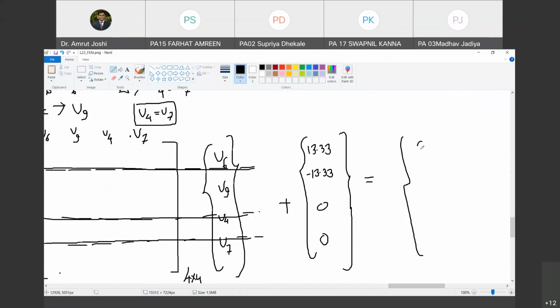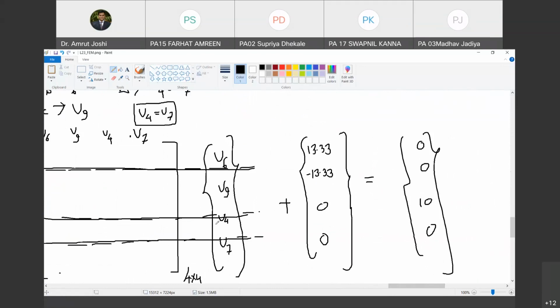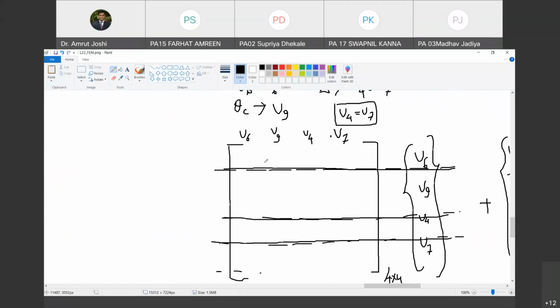So that's what I am going to write down. This is equal to 0, 0, 10 and 0. तो इसमें से 0, 0 तो हो गए. 10 के बारे में अभी कुछ बोलेंगे नहीं because delta constitutes of both U4 and U7. Are you with me? Yes, sir. चलो अब ये मैट्रिक्स लिखते हैं.